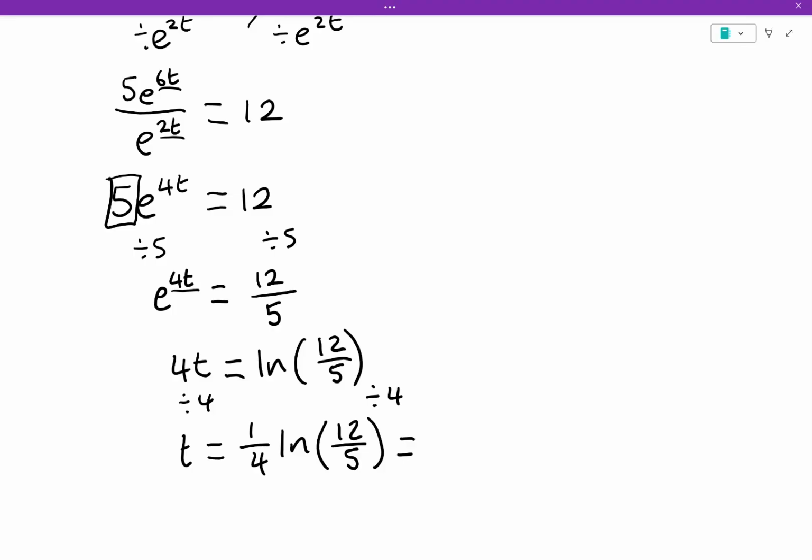However, if we were to stick it in the calculator and use the button that says natural logarithm, ln on the calculator, we would get, to 3 significant figures, 0.219. Let's have a look at our next scenario.